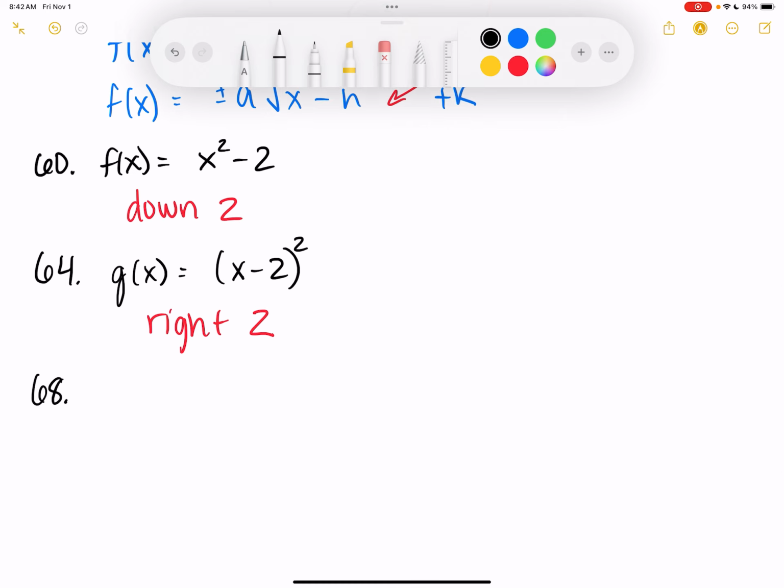Do a different kind of function this time. G of x equals the absolute value of x plus 3 and then plus 2 outside. Okay, so this one has more stuff happening to it. We treat the absolute value bars just like we do the parentheses in a quadratic function. So the plus 3 inside tells me I'm doing what? Yep, left 3. And the plus 2 outside tells me I'm going where? Up. Yep, up 2.